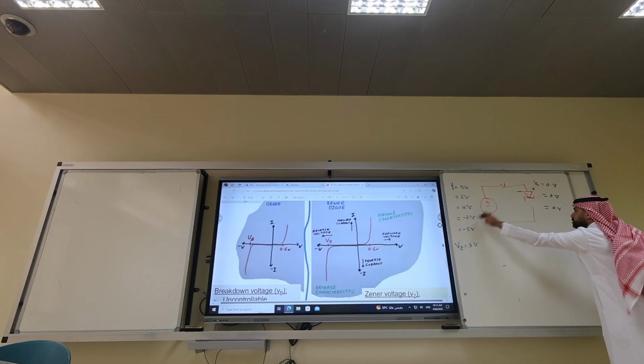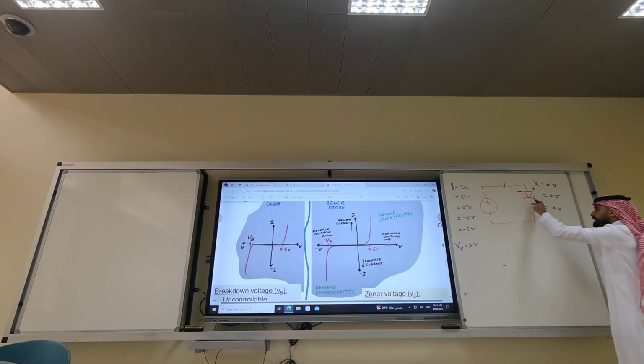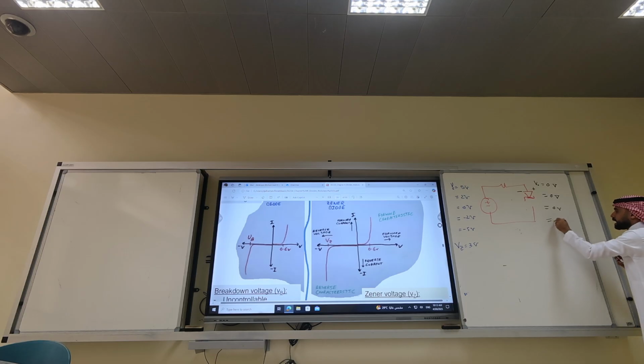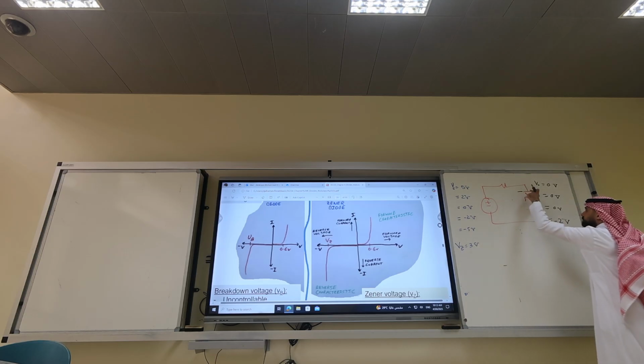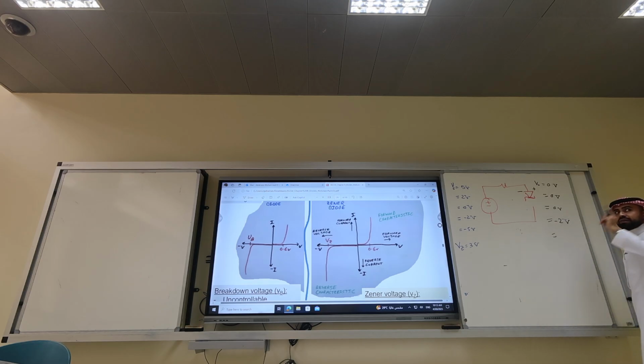If I apply 0, it's still 0. If I apply minus 2, if the diode is off, it will be what? Open circuit. So what's the output? Minus 2. If I apply minus 5, Zener will be reverse breakdown. So the output is what? Minus 3 volts.